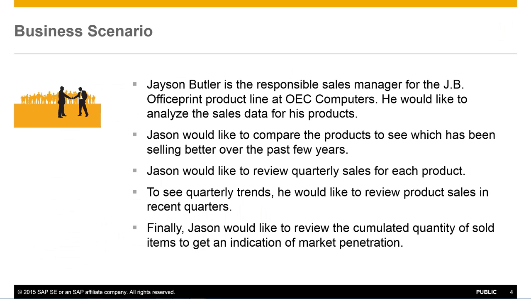Jason Butler is the sales manager at OEC Computers, and he is responsible for the JB Office Print product line. He would like to analyze the sales data for his products. Firstly, Jason would like to compare the products to see which has been selling better over the past few years. He would then like to review quarterly sales for each of these products. To also see quarterly trends, Jason would like to review product sales in recent quarters. And finally, he would like to review the cumulative quantity of sold items to get an indication of market penetration.